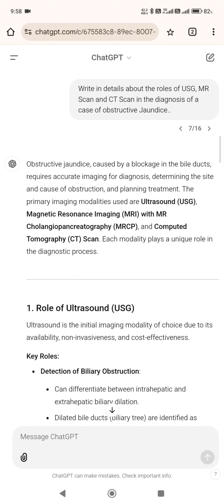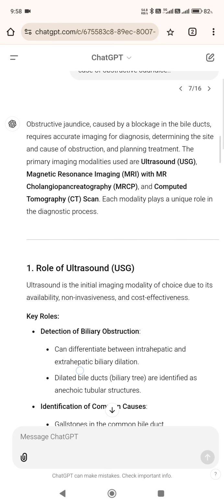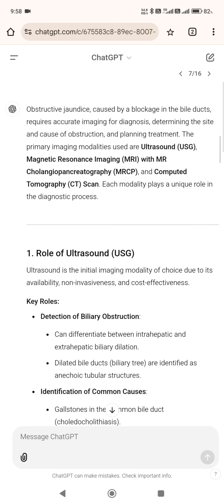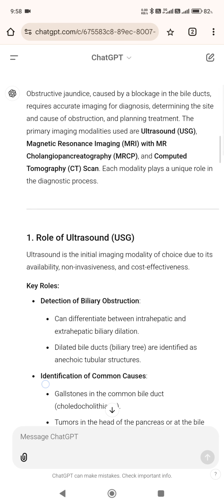Obstructive jaundice, caused by a blockage in the bile ducts, requires accurate imaging for diagnosis, determining the site and cause of obstruction, and planning treatment. The primary imaging modalities used are ultrasound, magnetic resonance imaging, MRI, with MR cholangiopancreatography, MRCP, and computed tomography, CT scan. Each modality plays a unique role in the diagnostic process.